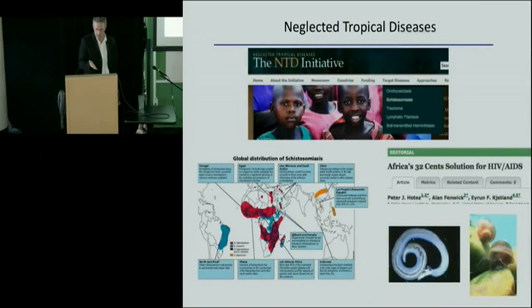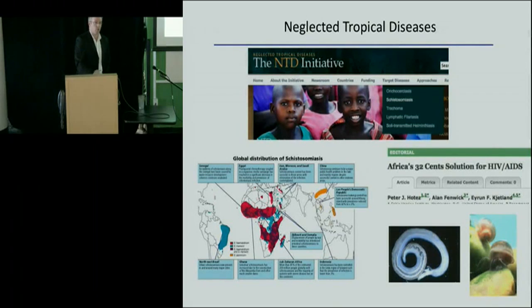So, for example, in the case of schistosomiasis, the Gates Foundation, way back, 2002, I think, but maybe I'll be corrected on that, funded something called the Schistosomiasis Control Initiative, which operates out of Imperial College in London. The guy who heads that up is a person called Alan Fenwick.